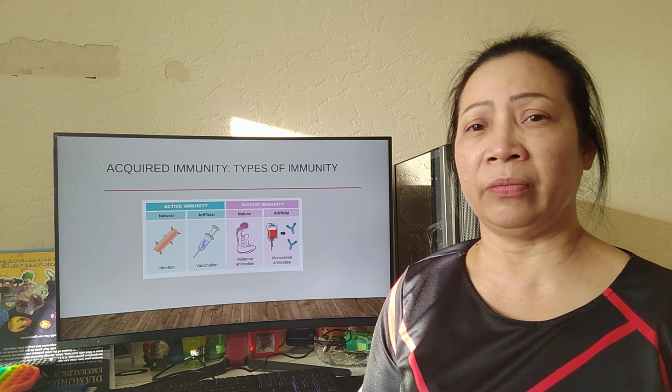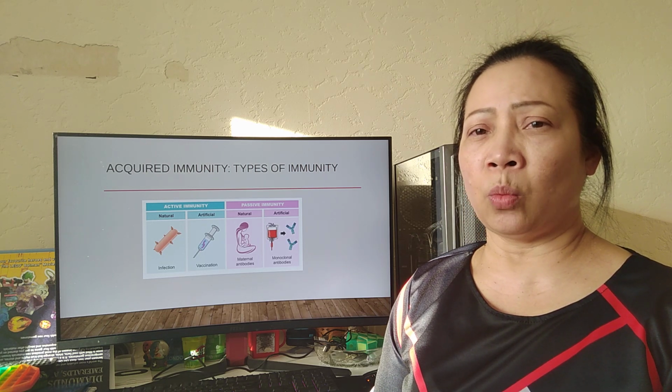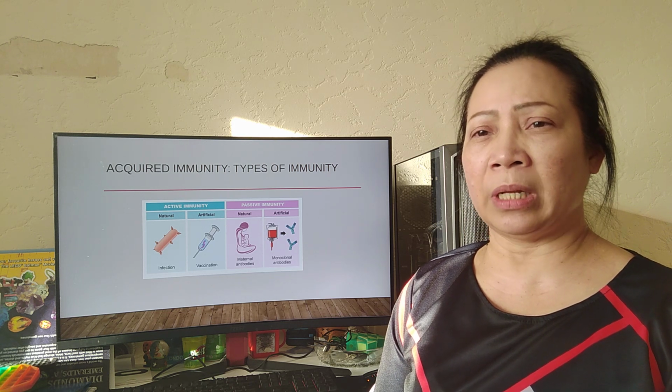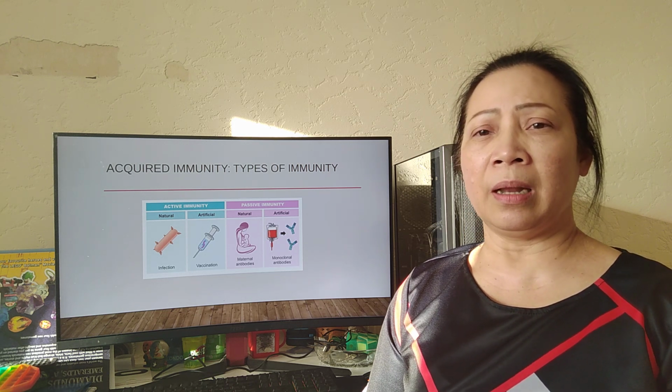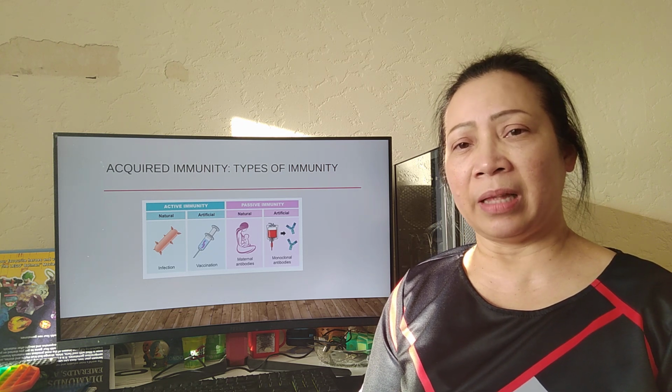against the specific infection. When we look at the artificial, this is where we actually get exposed to that pathogen from artificial means, and so the most common type here is the vaccination.